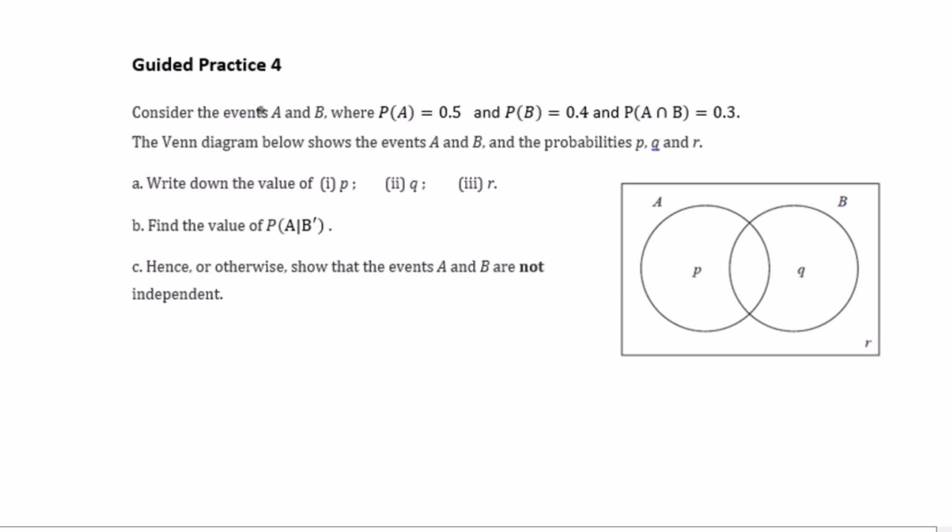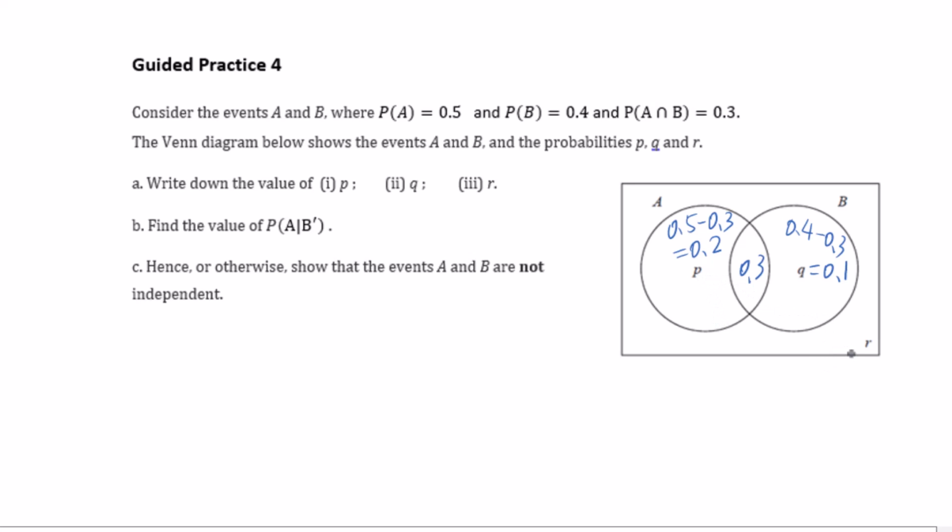Let's go to guided practice 4. Consider the events A and B, where the probability of A equals 0.5 and the probability of B equals 0.4, and the probability of A intersection B equals 0.3. So we have 0.3. For P it will be 0.5 minus 0.3, that is 0.2. For Q it will be 0.4 minus 0.3 equals 0.1.